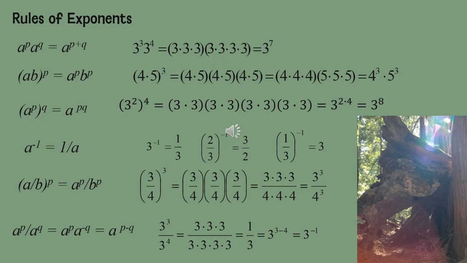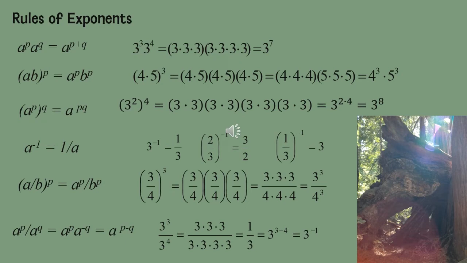If I have a product and I raise that product to a power, then each individual factor gets raised to the power. So a times b to the p is equivalent to a to the p times b to the p. For example, if I had 4 times 5 and I cubed 4 times 5, what does that mean? It means I'm taking 4 times 5 times 4 times 5 times 4 times 5, and the order that we multiply does not matter. So I could multiply the 4's together and then multiply the 5's together, and what do you know? I have 4 cubed times 5 cubed.